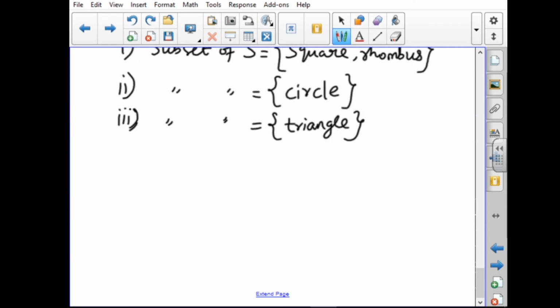And fourth one, the set of shapes which have 5 sides. Five sides means there are no such shapes. Only a pentagon has 5 sides, but here there is no pentagon. Square, rectangle, circle, rhombus and triangle. So there are no shapes. So for the fourth one, subset of S is equal to the empty set. Okay.